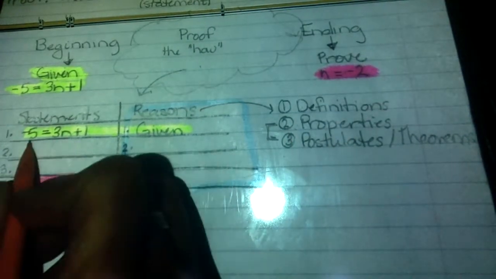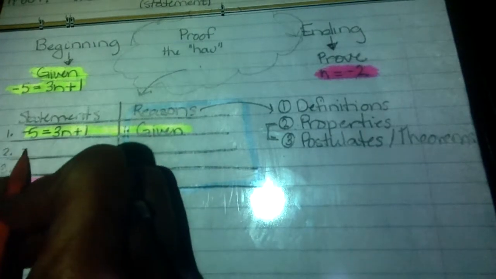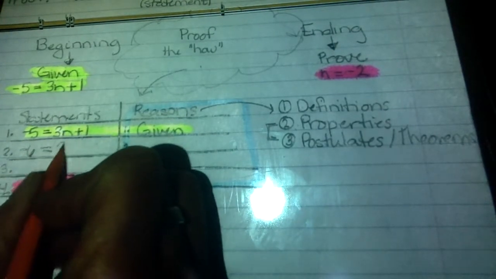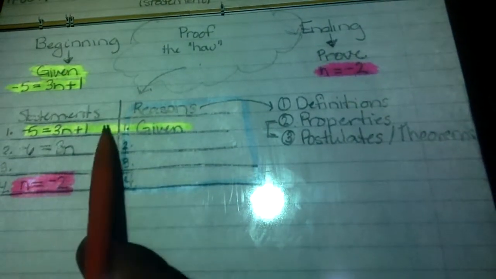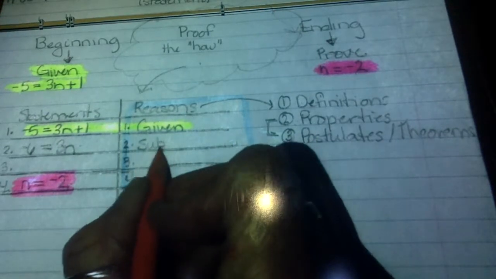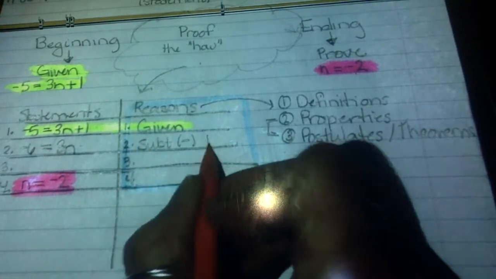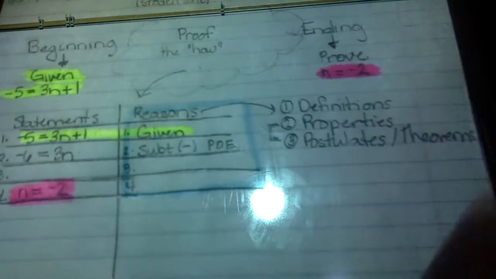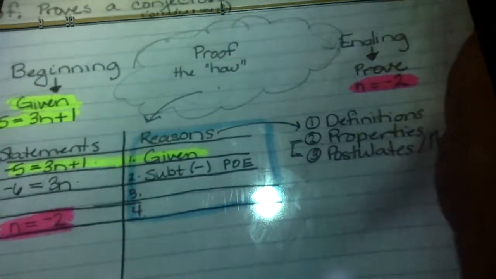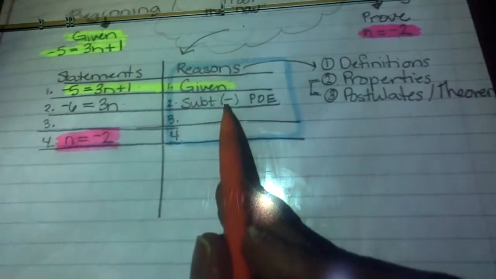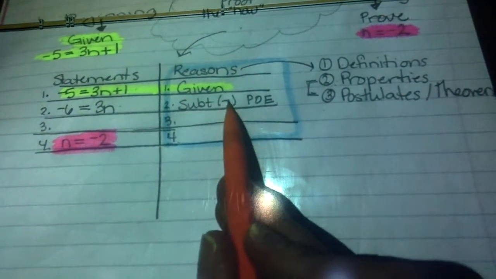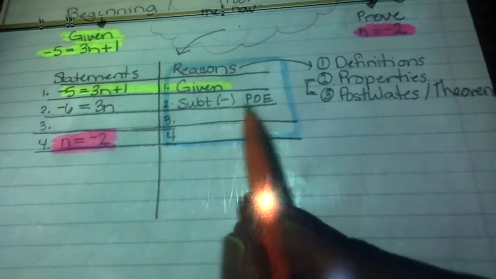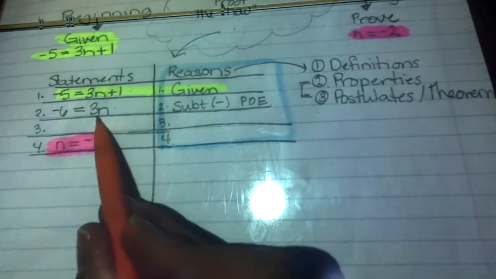So let's do this together. You said subtract 1. So if I subtract 1 from each side, I am left with -6 equals 3n. How did I get from step 1 to step 2? Subtraction. So I'm going to do subtraction, property of equality. POE is a lot faster. Feel free to use it. Subtraction, property of equality. Substitution and subtraction are very similar, so I would encourage you to put the minus sign. Keep it simple for me to grade, so you can get as many points as possible.